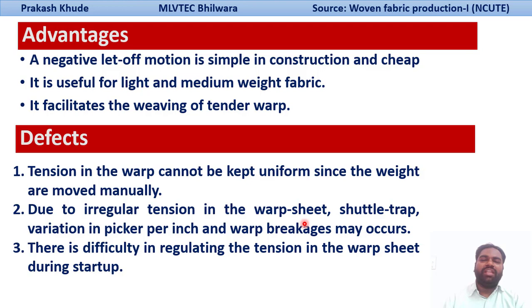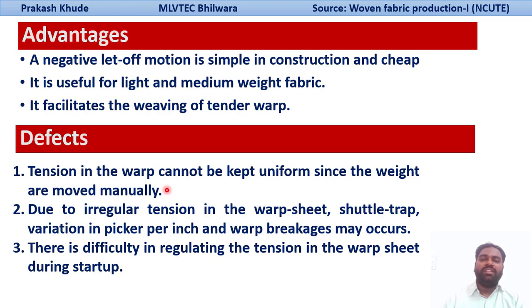Now we'll see what are the advantages and the defects of your negative let up motion. The first advantage is that it is simple in construction and cheap. Second, it is basically used for light and medium weight fabric. And third, it facilitates the weaving of tender warp. The defects in the negative let up motion are, first, the tension in the warp cannot be kept uniform since the weight is moved manually.